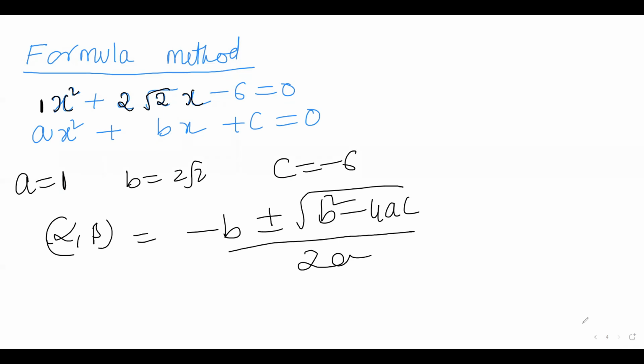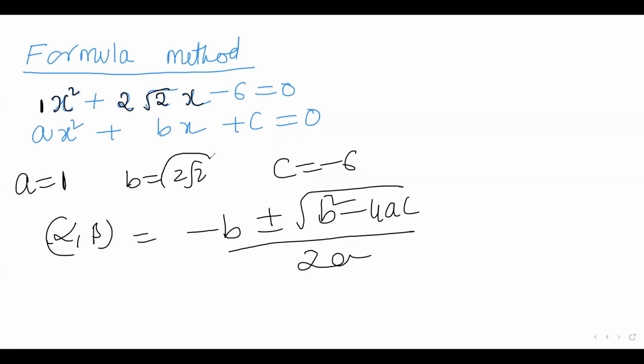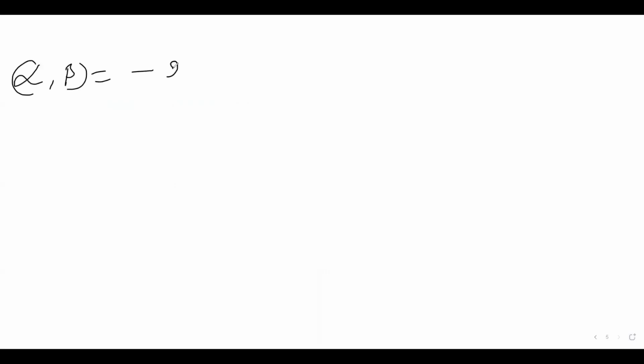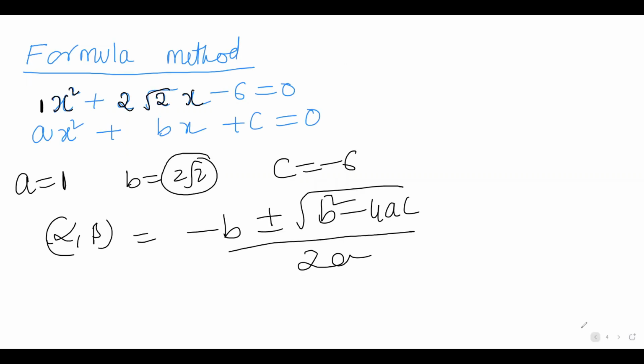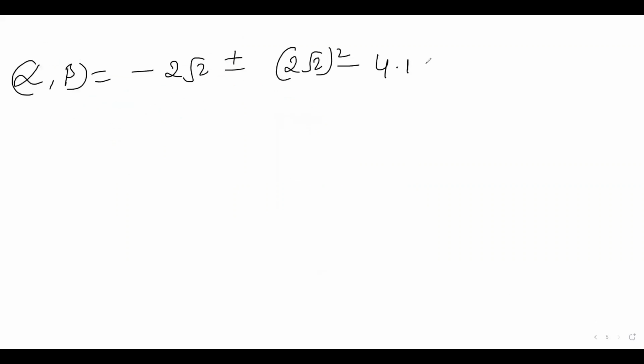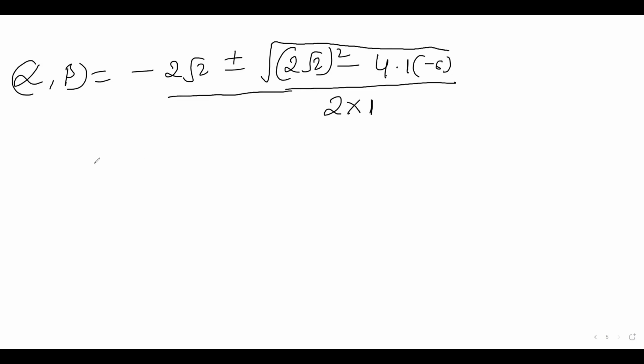नेक्स्ट पेज में सब्स्टिट्यूट करेंगे। अल्फा बीटा इज इक्वल टू माइनस b वैल्यू 2√2 minus b plus or minus b square, 2√2 whole square minus 4ac, a is 1, c is minus 6, 4ac under root, by 2a, a वैल्यू 1 है, तो बोलिए क्या आता अल्फा बीटा?